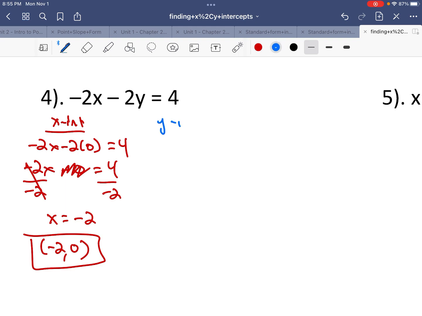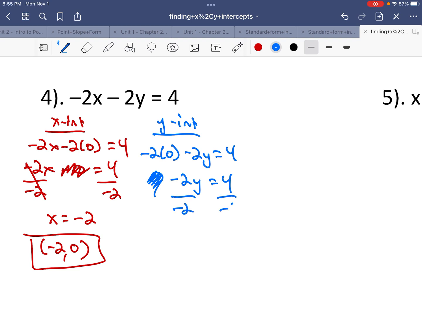Y-intercept. Let's let x be 0. Negative 2 times 0 is 0. Minus 2y equals 4. Don't need the 0 anymore. Going to erase it. Divide by negative 2. y equals 4 divided by negative 2, which is also negative 2. So the x and y-intercepts are the same number, but notice the coordinates are different. For the x-intercept, we write the x-coordinate first.